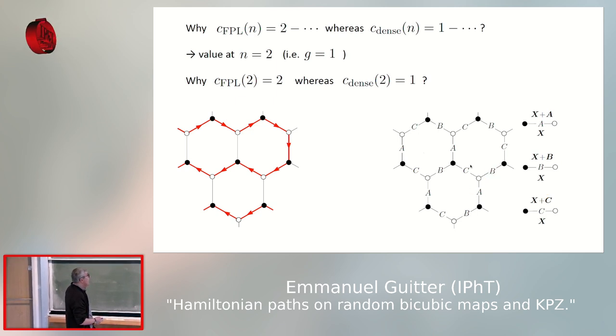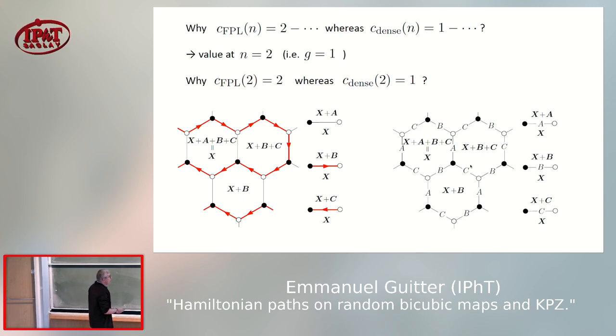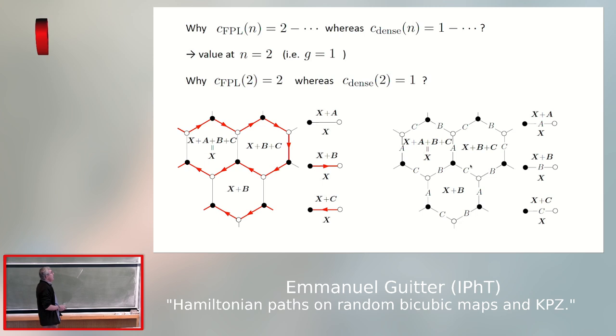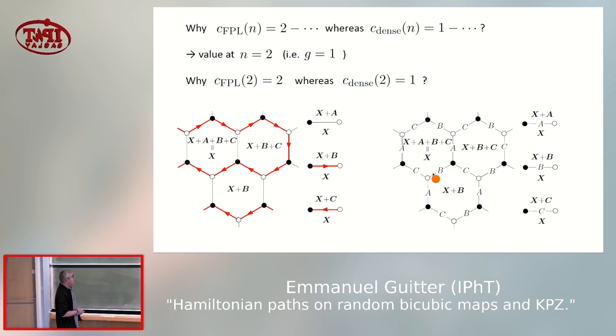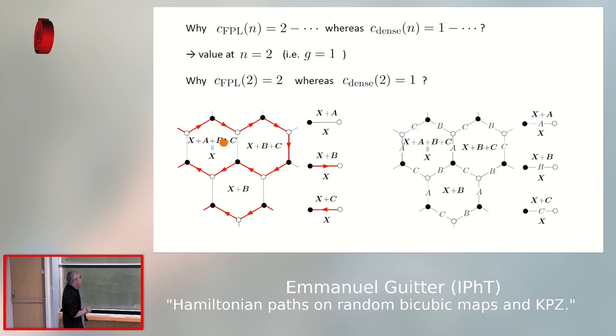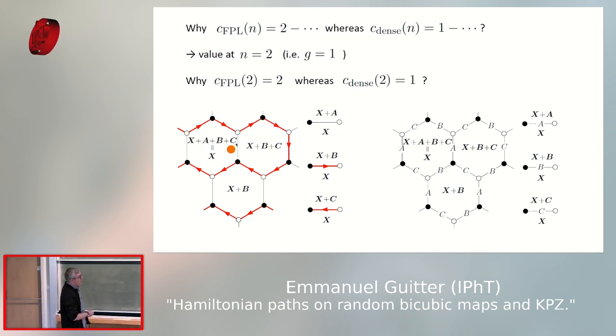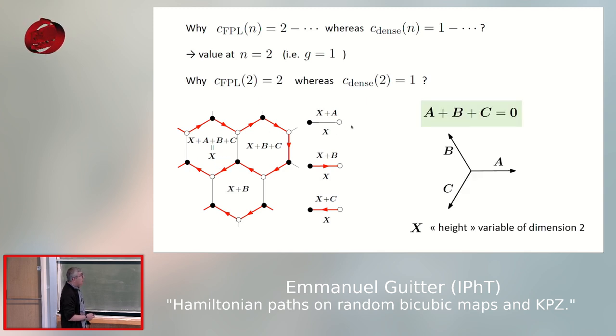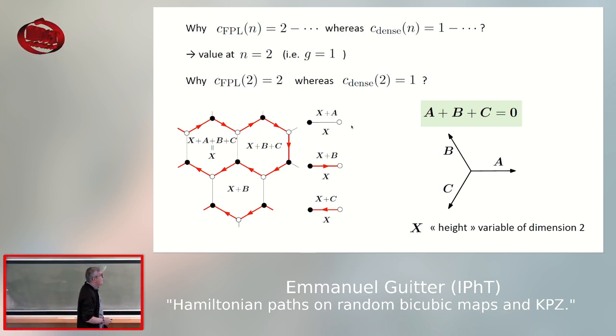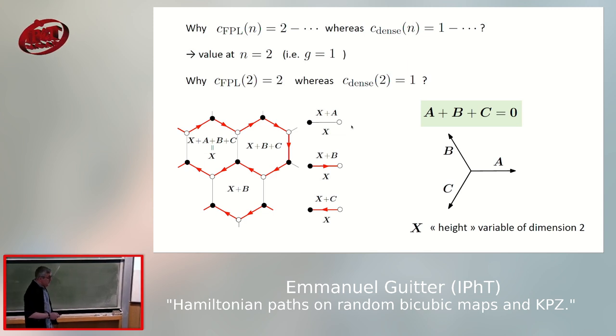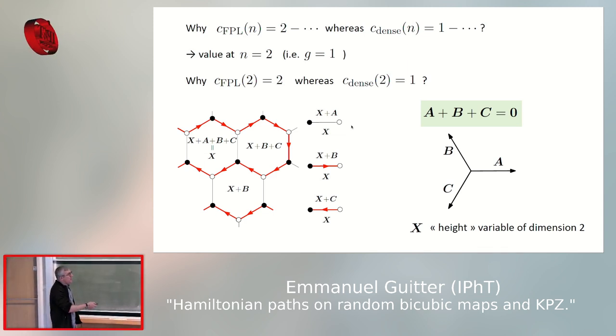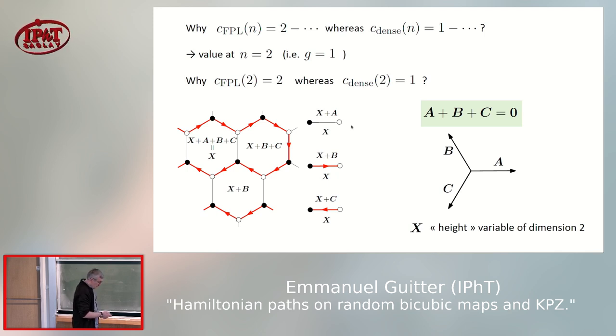Okay, so you have the same rules for the loop representation. And here you see that whenever I make a turn around one vertex, if I start with X, I will find after a turn X plus A plus B plus C, because the three colors are represented on each vertex. So it has to be also equal to X, so I have to impose that A plus B plus C is zero. So X is a two-dimensional height variable. And I can choose A, B, C like this, which is the most natural choice, where A, B, C play the same role.